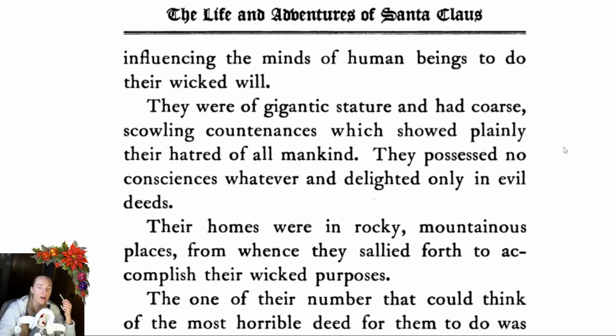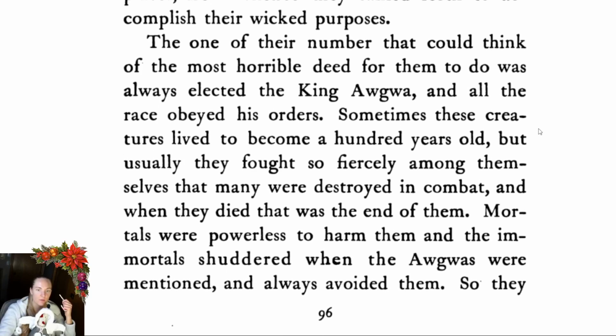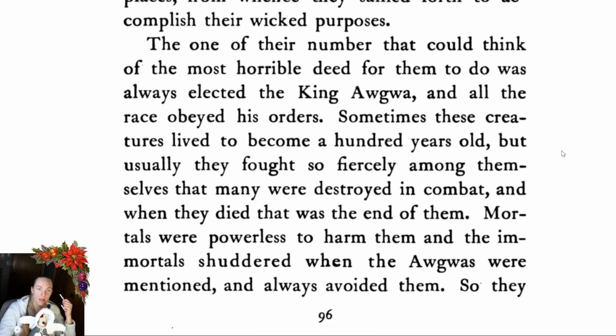Their homes were in rocky, mountainous places, from whence they sallied forth to accomplish their wicked purposes. The one of their number that could think of the most horrible deed for them to do was always elected the King Agua, and all the race obeyed his orders. Sometimes these creatures lived to become 100 years old, but usually they fought so fiercely among themselves that many were destroyed in combat, and when they died, that was the end of them.